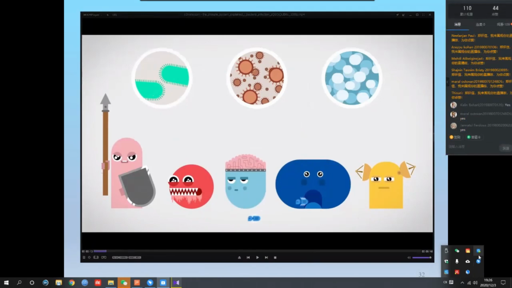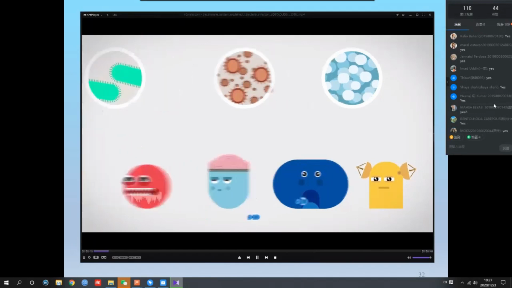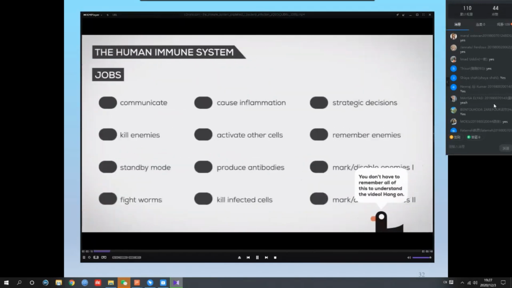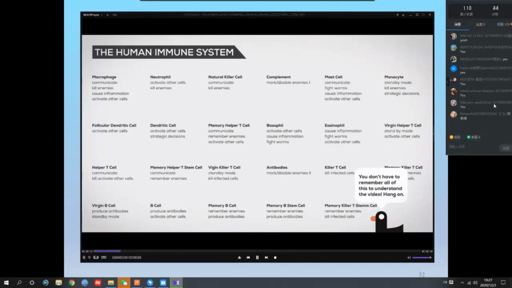To protect you from, well, dying. For this video, let's assume the immune system has 12 different jobs. For example, kill enemies, communicate, etc. And it has 21 different cells and 2 protein forces. These cells have up to 4 different jobs. Let's assign them. Here are the interactions.